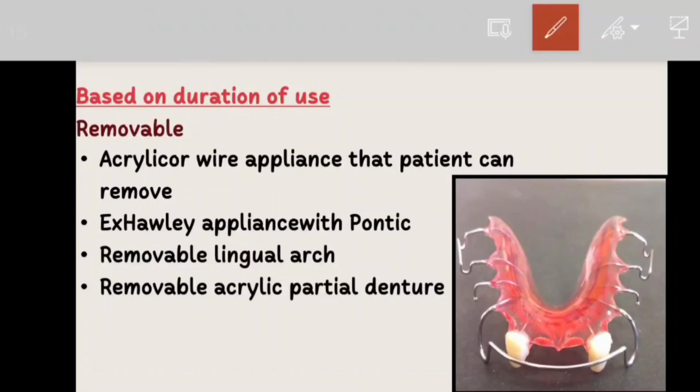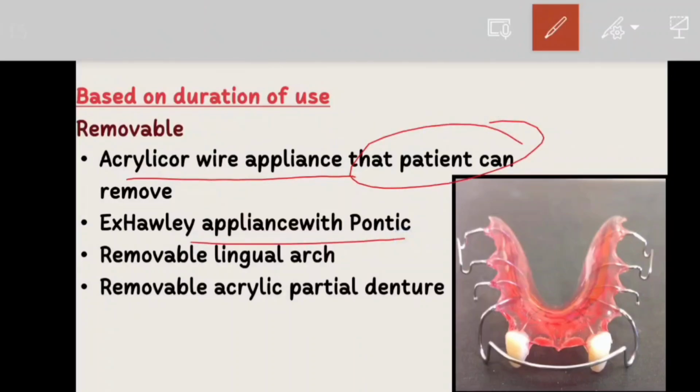Based on the duration of use, it is also divided into removable appliances. Now we see the removable space maintainer, which the patient can remove. It is made up of acrylic or wire. Examples are Hawley's appliance with a pontic, removable lingual arch and the acrylic partial denture. This is an acrylic base plate with a wire. It helps maintain the space and sometimes improves aesthetics too.